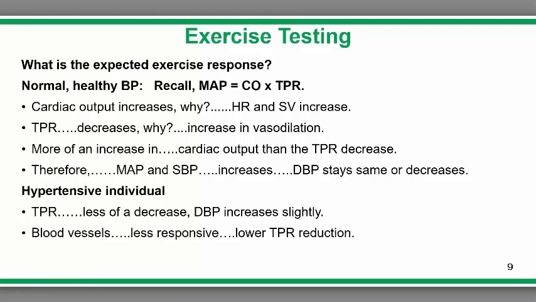And the reason for this is that the blood vessels in a hypertensive individual would be less responsive to the stress of blood flow and less responsive to chemical signals from the metabolically active tissues to relax the smooth muscle and vasodilate. And so there is still a decrease in total peripheral resistance, but to a much lesser degree than a person that has a normal, healthy blood pressure. So there's a lower total peripheral resistance reduction in the hypertensive individual.